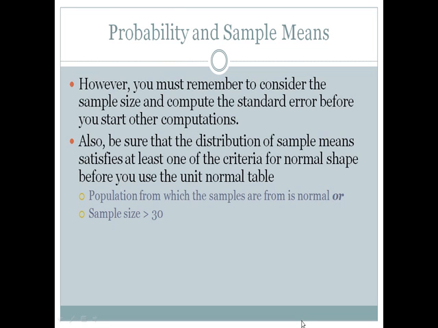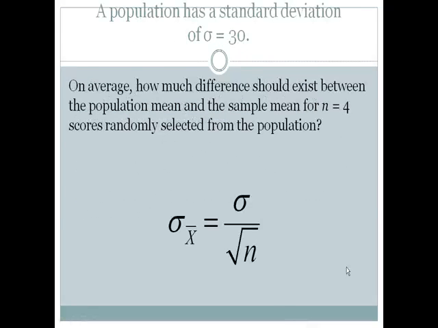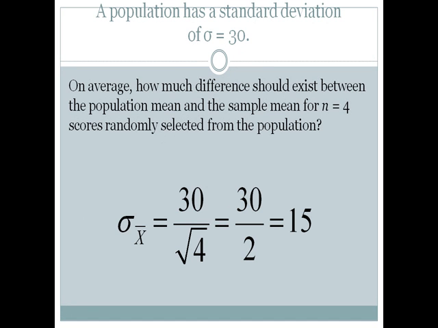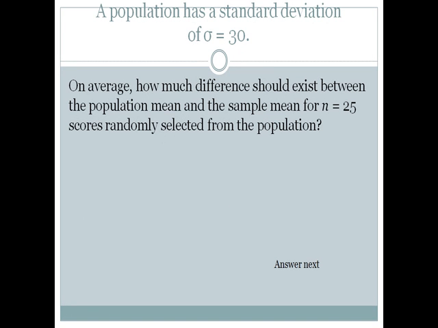Okay, let's quickly go through an example using the standard error of the mean. Let's say we have a population with a standard deviation equal to 30. On average, how much difference should exist between the population mean and the sample mean for n equals 4 scores randomly selected from the population? Take a second to pause and do those calculations. That example was pretty easy. We should come up with 15. Okay. On average, how much difference should exist between the population mean and the sample mean for n equals 25 scores randomly selected from the population?